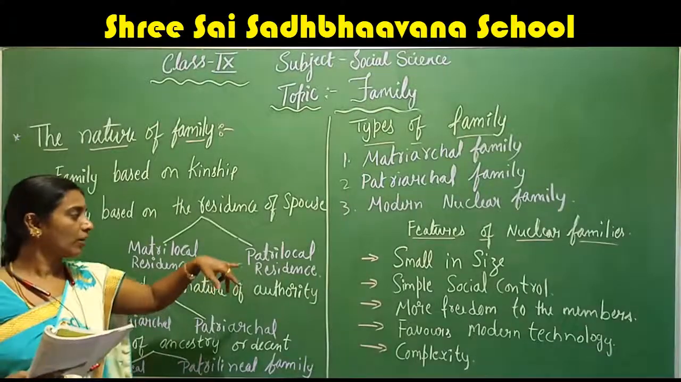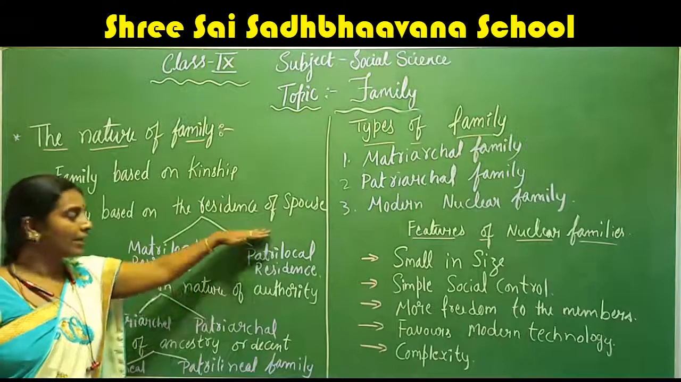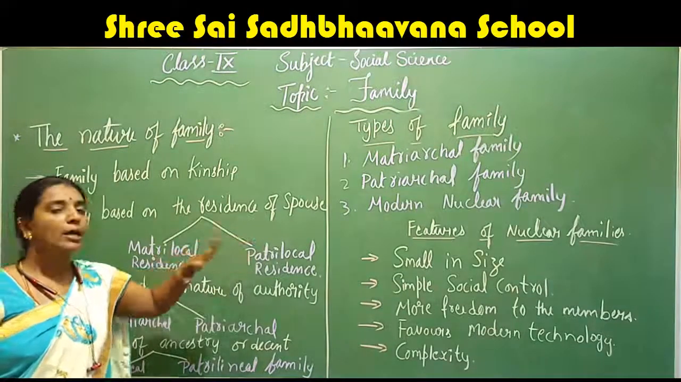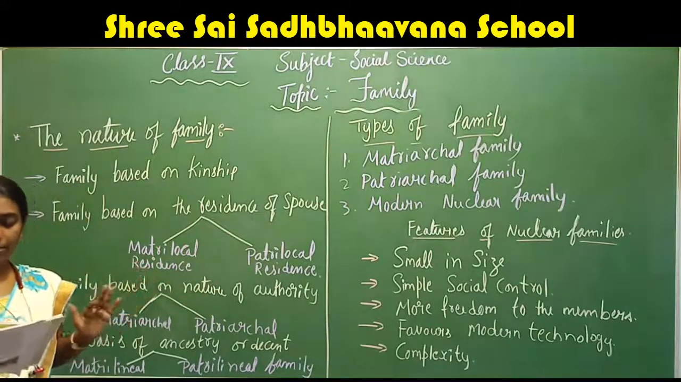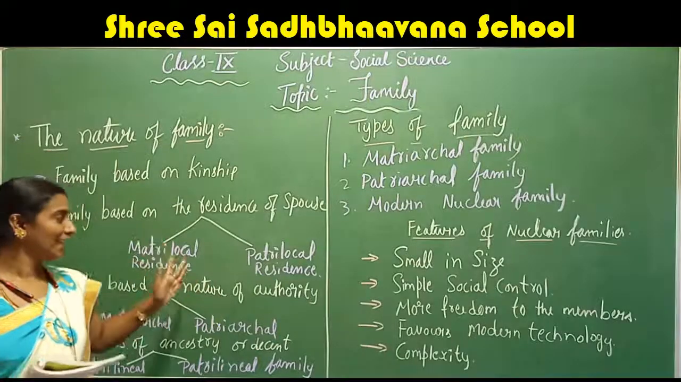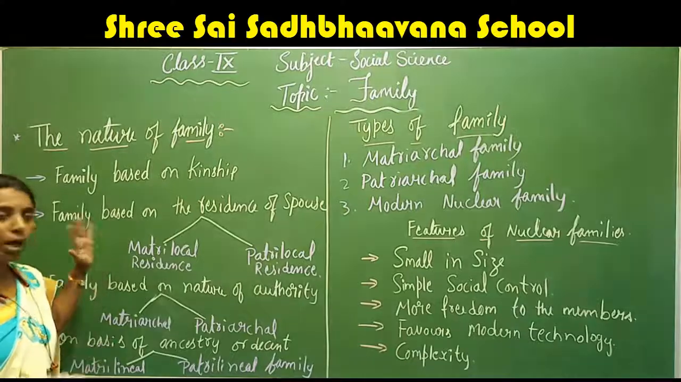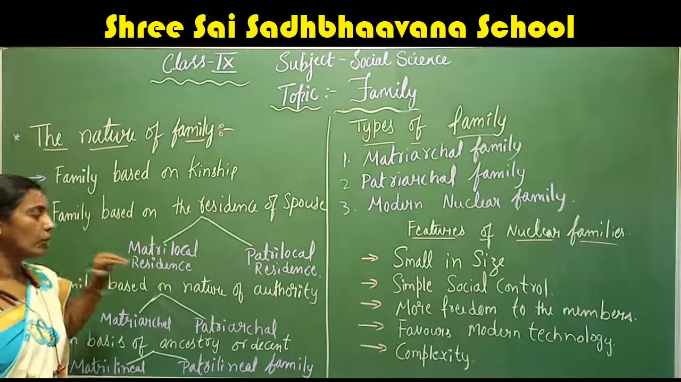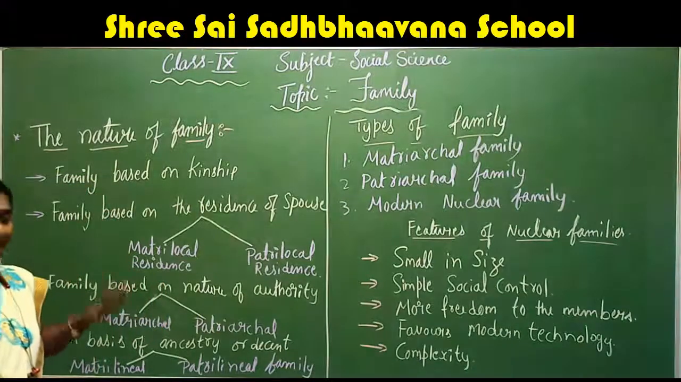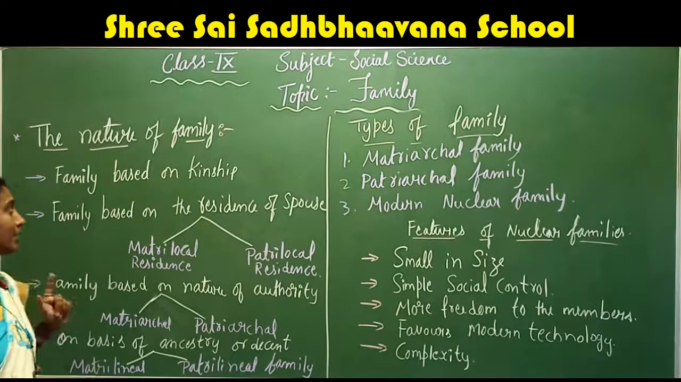Matrilocal residence. Patrilocal residence means the married woman stays with her husband's family. That is called patrilocal residence. When the married man, the husband, wants to live with the wife's house or wife's community, that is called matrilocal residence. So again, children, the types of families are classified according to the nature of the family.